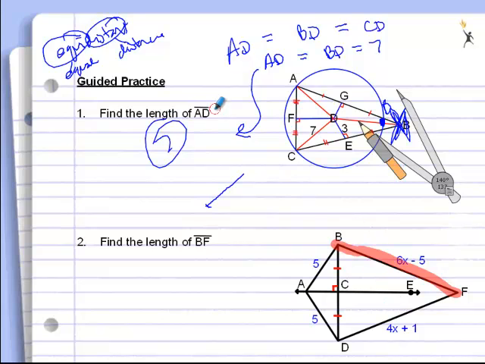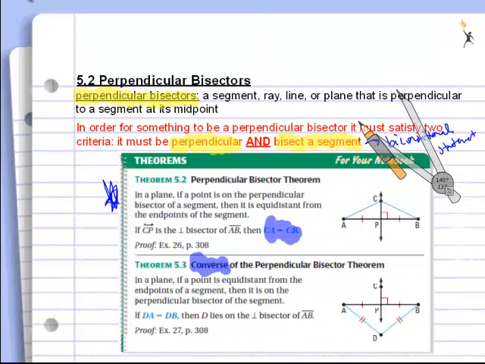Now what I want you to notice is this. This ray, CE, is perpendicular and bisects BD. And if CE is perpendicular and bisects, what does that make it? It makes it a perpendicular bisector. And we learned that if a point lies on a perpendicular bisector, we can get rid of this guy, he's in the way.